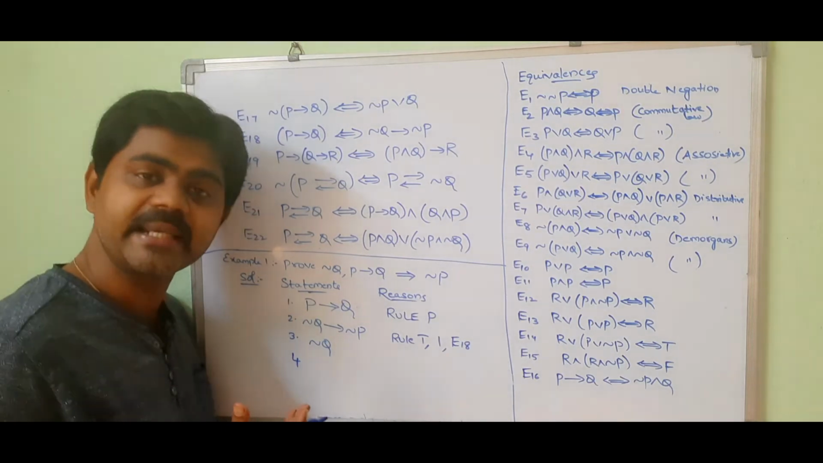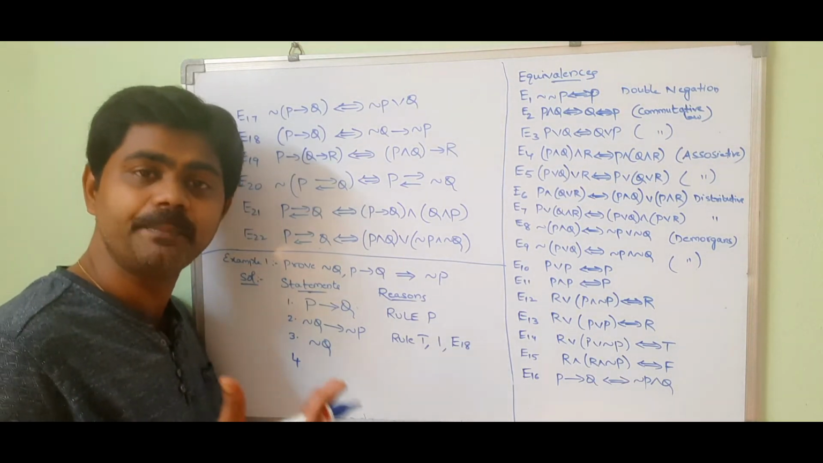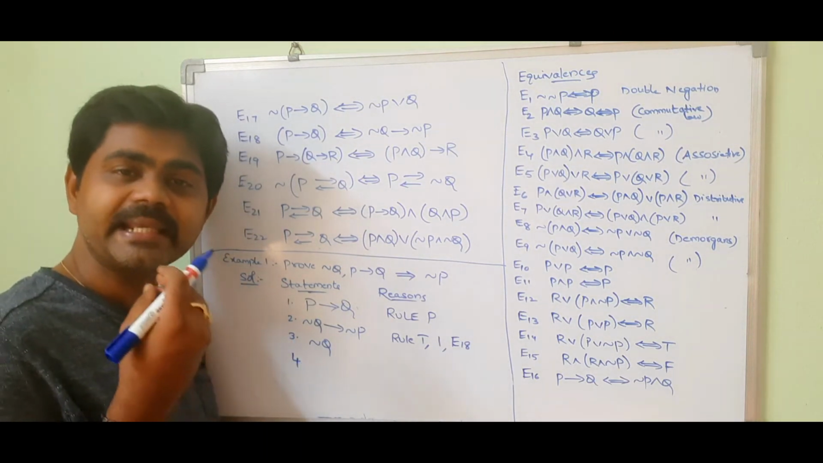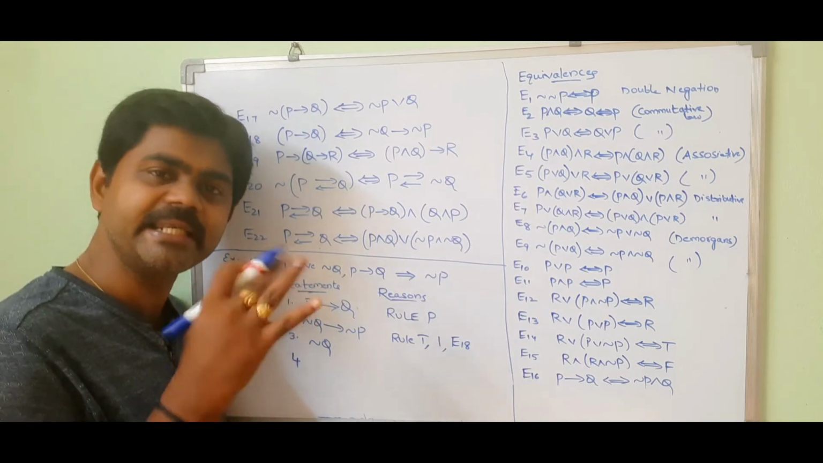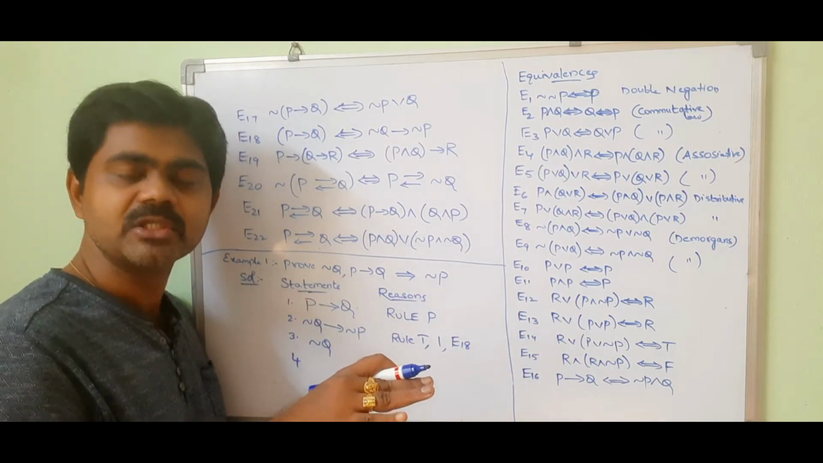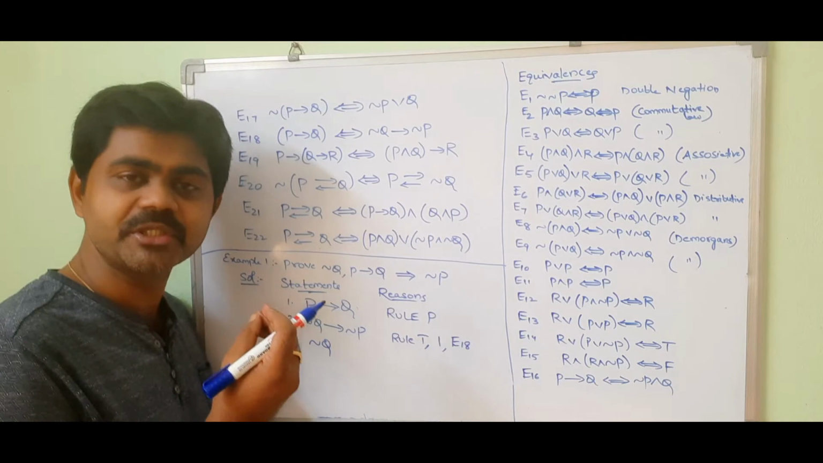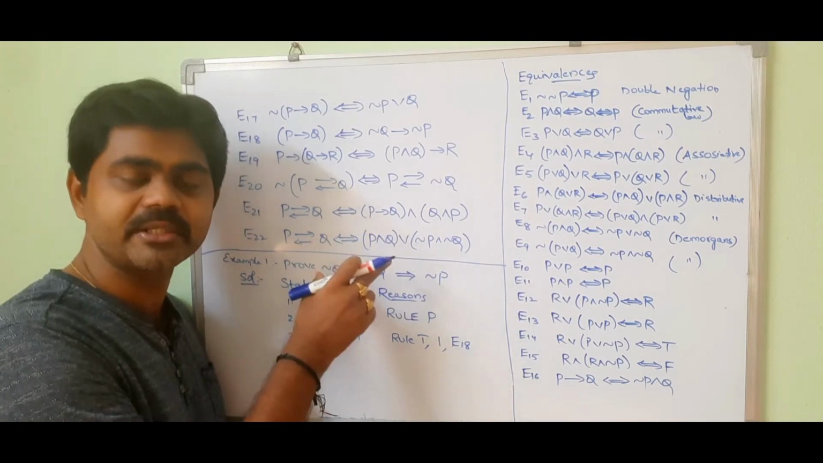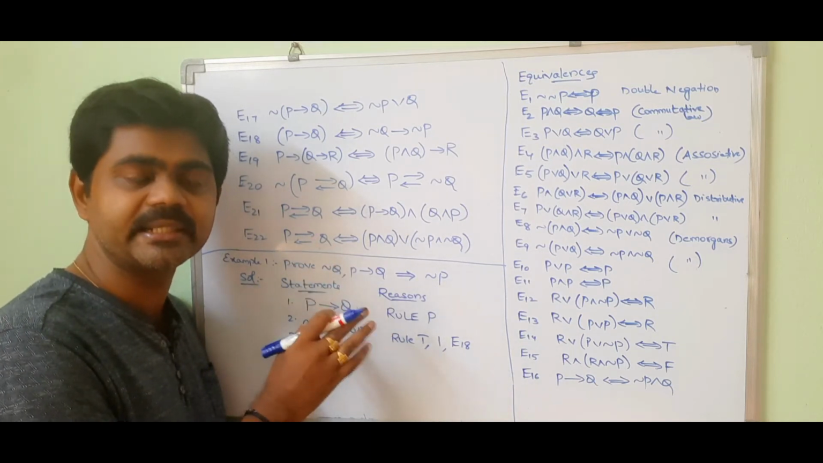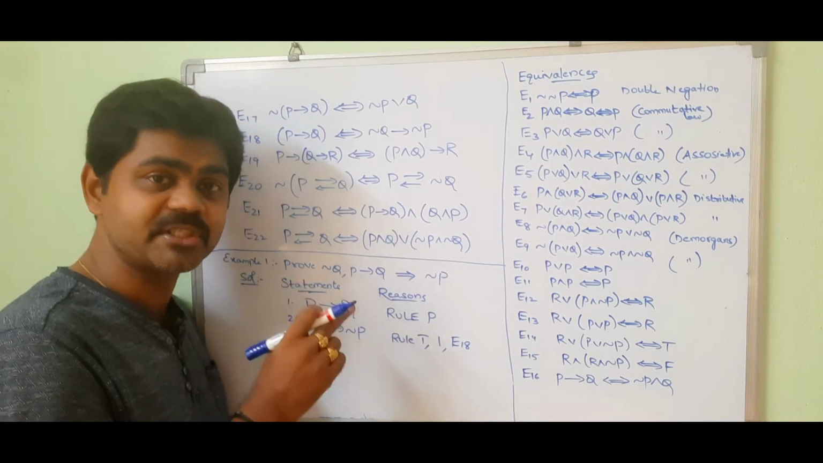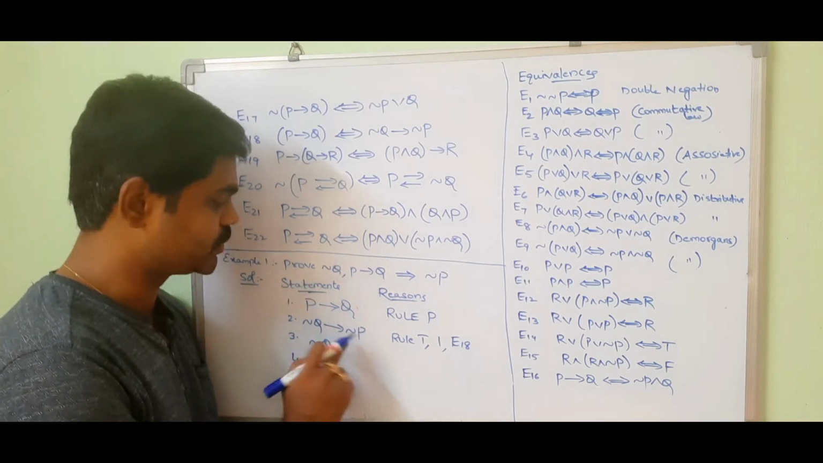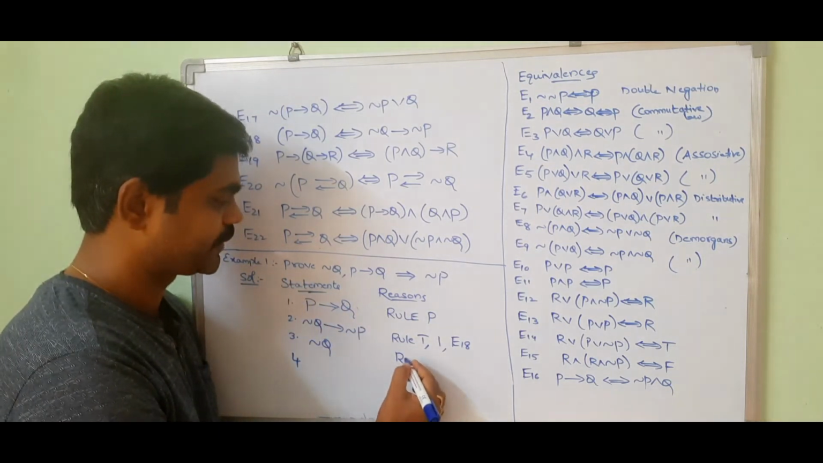So if you write negation Q, it's nothing but rule P. So what is rule P? I can take whatever premises I want at any point. It is not like I should write only at the first point or only at the second position. You can use that at any position. So I am using negation Q. So what will I write here? Rule P.